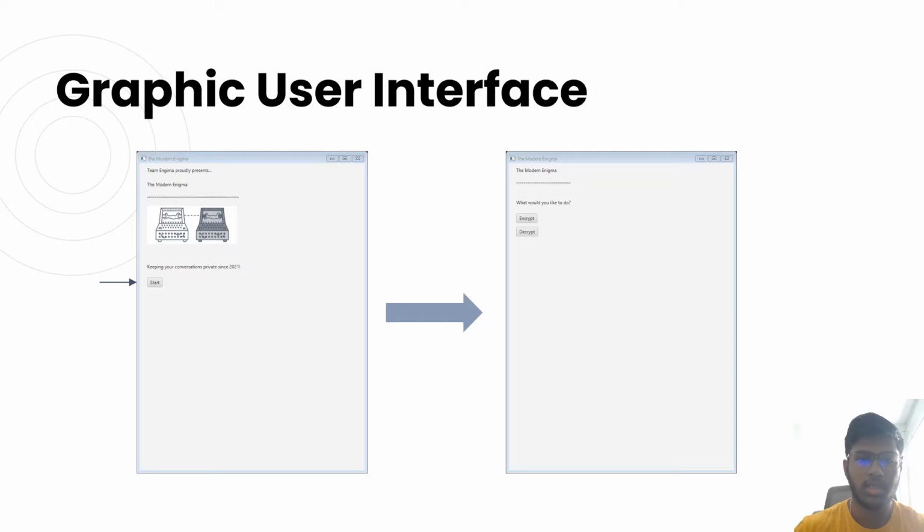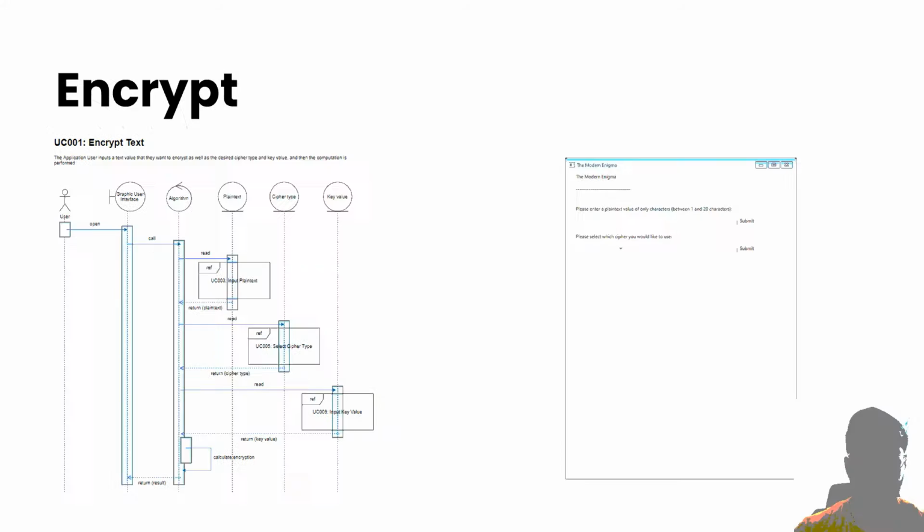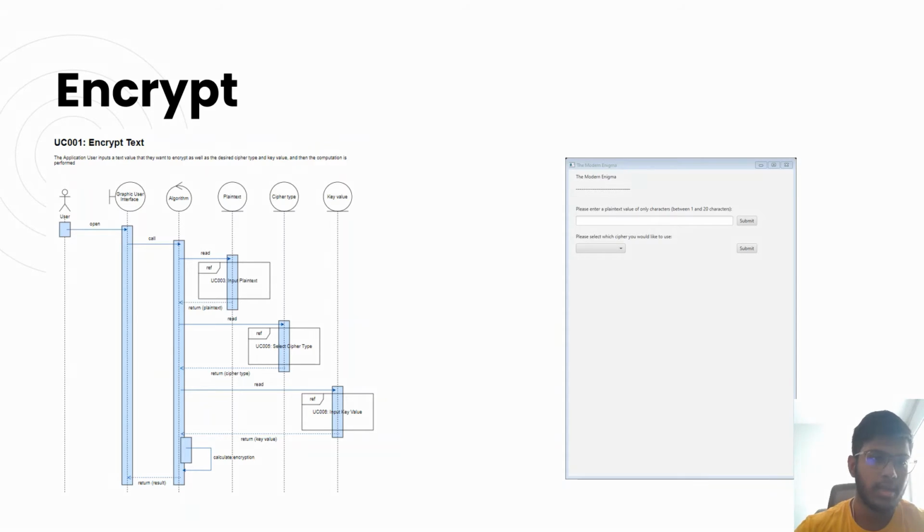The selection on this page determines which sequence diagram is active. If the user selects the encrypt button on the previous page, they will be taken to the encryption page. At this point, the encrypt text use case begins. On this page, there are text fields where a user can input a plain text value and select a cipher type. Once the cipher type is selected, the user can input the corresponding key value. The diagram uses reference fields for inputting plain text, cipher type, and a key, which simplify the diagrams and increase readability. The use case for these fields will be on the following slide.